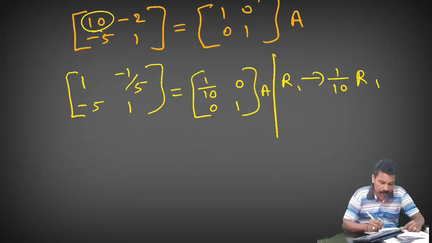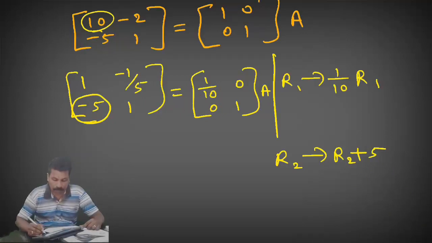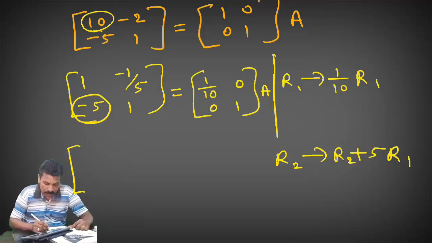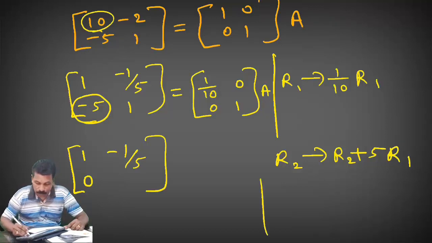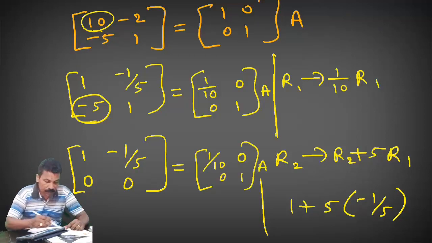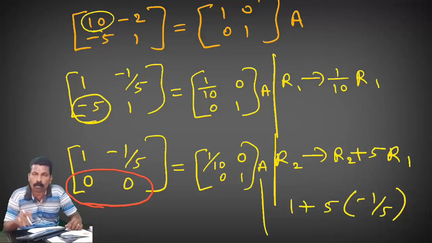Again, we have to bring 0 at this place. So here, negative 5 is here, and 1 is above. So we can apply R2 plus 5 times R1. So what will happen? So that is, you can see 1, negative 1 by 5. There is no change. And here, we have to bring 0. So if we add 5 times first one, that is 0 we can have. And here what will happen? That is 1 plus 5 times negative 1 by 5. That also 0 is equal to 1 by 10, 0, 0, 1 into A. And this is very interesting. We obtained all the elements in a particular row or column.